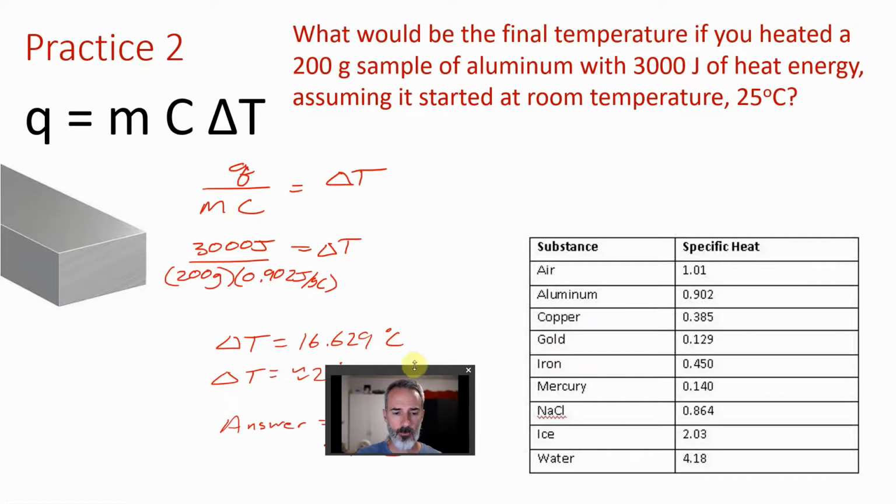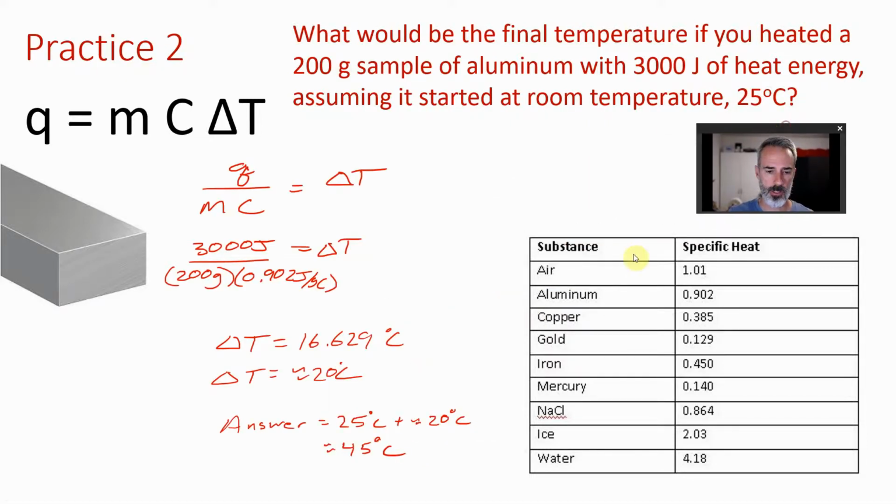Well, I got about 45 degrees or so. Why? Well, first of all, I solved for delta T by doing Q over MC, plugged in my values. I checked, because I know specific heat is in joules per gram degree Celsius, that my units canceled. I'm not being tricked here. Yep, grams. Grams don't have to do any unit conversions. And when I calculate that out, that gives me my delta T. I dropped it to 1 sig fig because our mass is only 1 sig fig, so about 20.